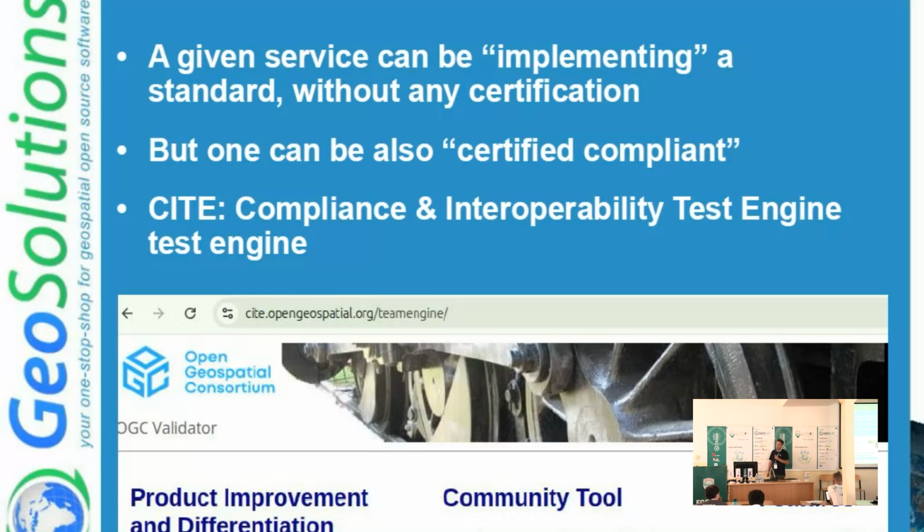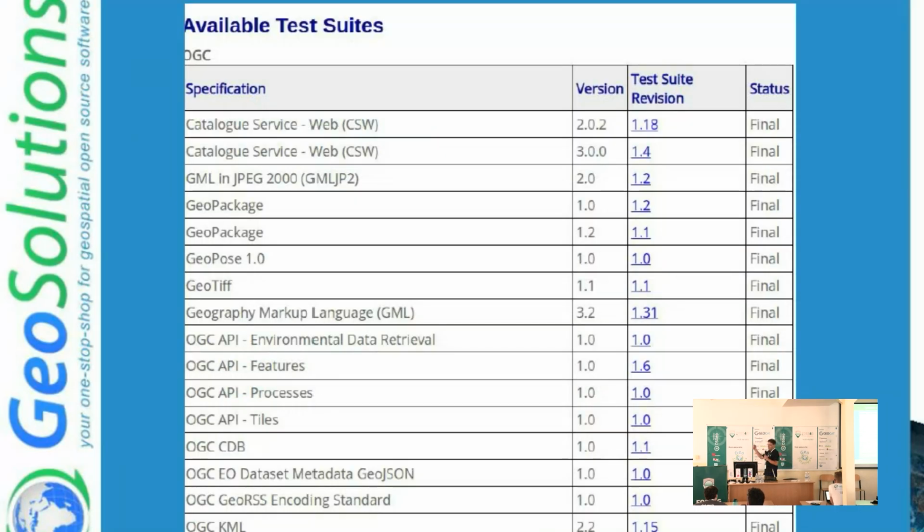OGC provides a service validation and certification system, which is called the TEAM Engine, also known as CITE certification. It's a way to validate that your server really implements the standard properly. If you go into the TEAM Engine website, you will find a long list of available test suites for the majority of the OGC services, and their various versions.